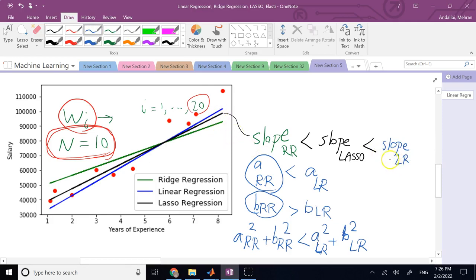Now, the smaller the slope, it means the smaller the variance on a test data or a set of test data. So if I talk about variance on the test data, definitely linear regression has bigger variance on the test data. Let me write it as sigma squared. So sigma squared on the test data for the linear regression is going to be bigger than a similar thing that you calculate for LASSO, and it is going to be bigger than the similar thing that you calculate for the ridge.